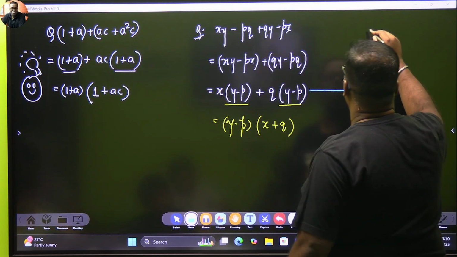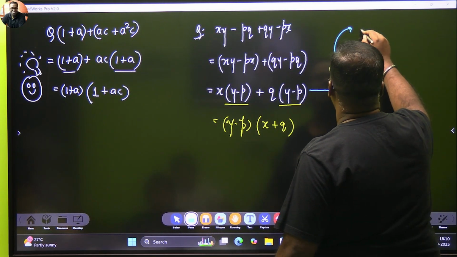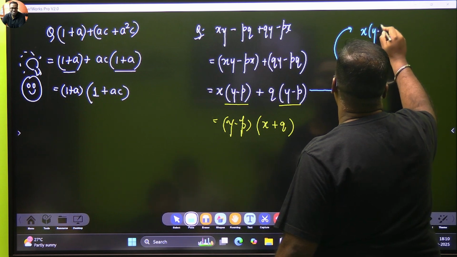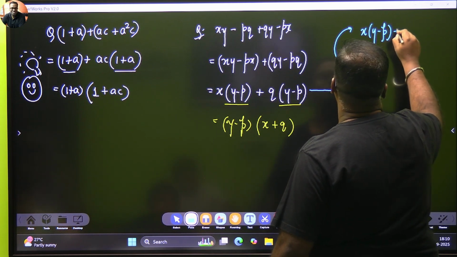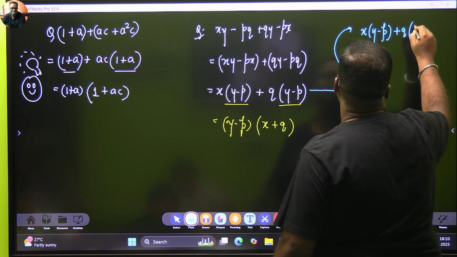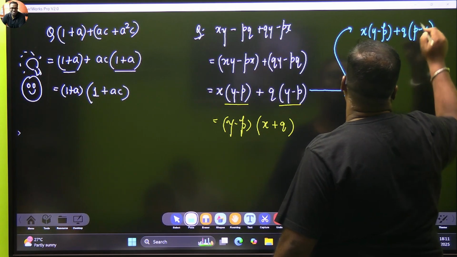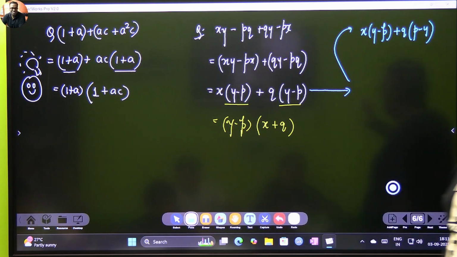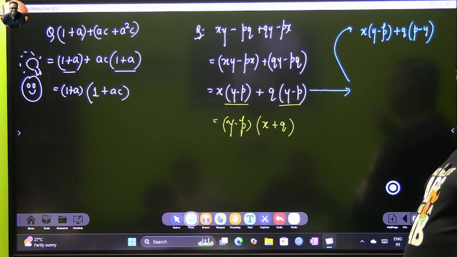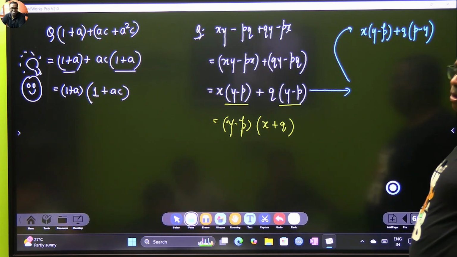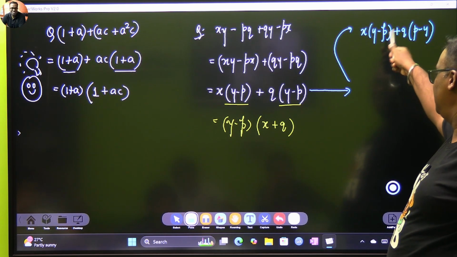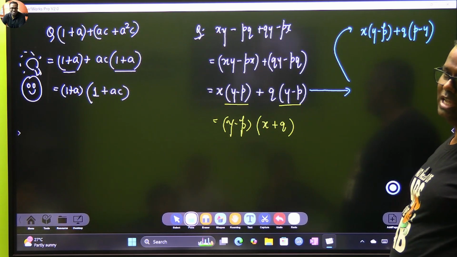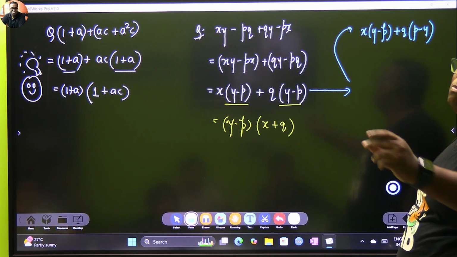Say, for example, you would have landed up like this: x into y minus p plus q into p minus y. This question will come in the exercise. Have you understood? This is a problem. The problem is, here it is a minus b, here it's b minus a. In this we will do one small amount of jugglery.